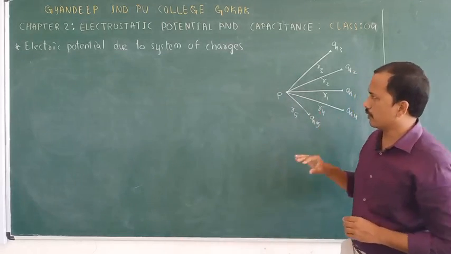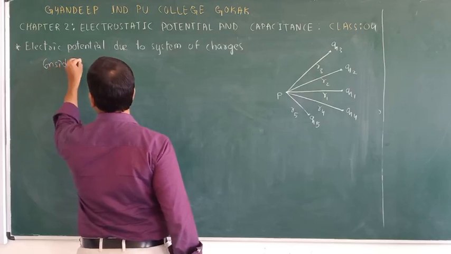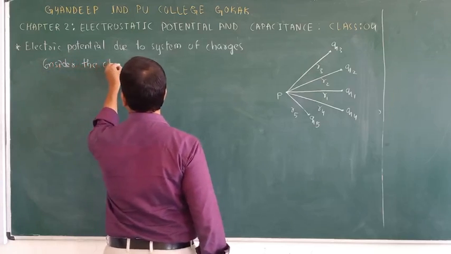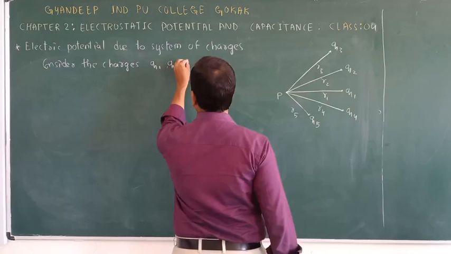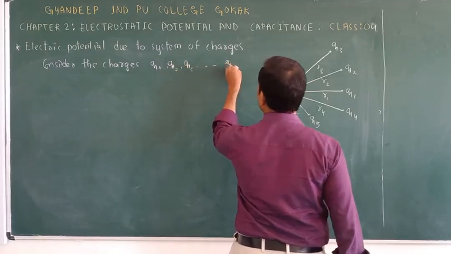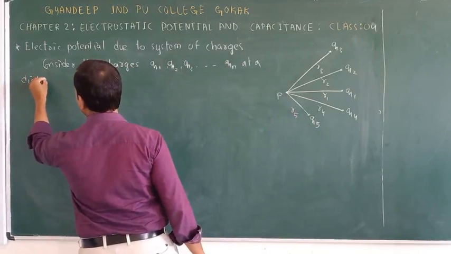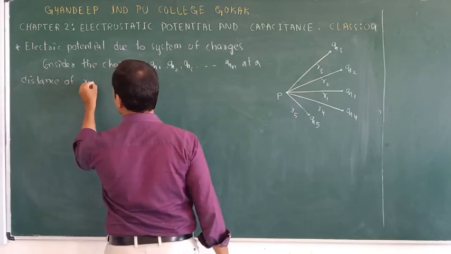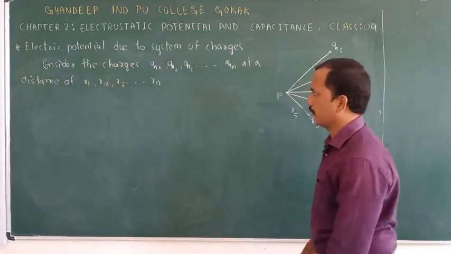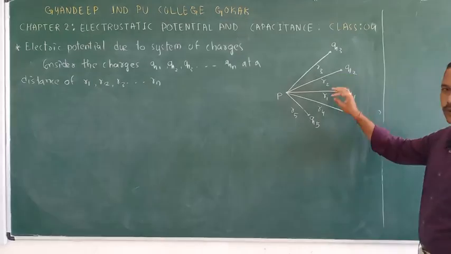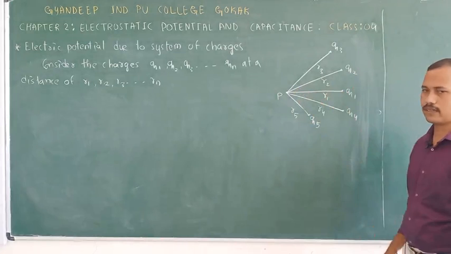So I will write the statement. Consider charges Q1, Q2, Q3 up to Qn at distances R1, R2, R3 up to Rn. So those charges, Q1, Q2, Q3 up to n number of charges, are at distances R1, R2, R3 up to Rn.